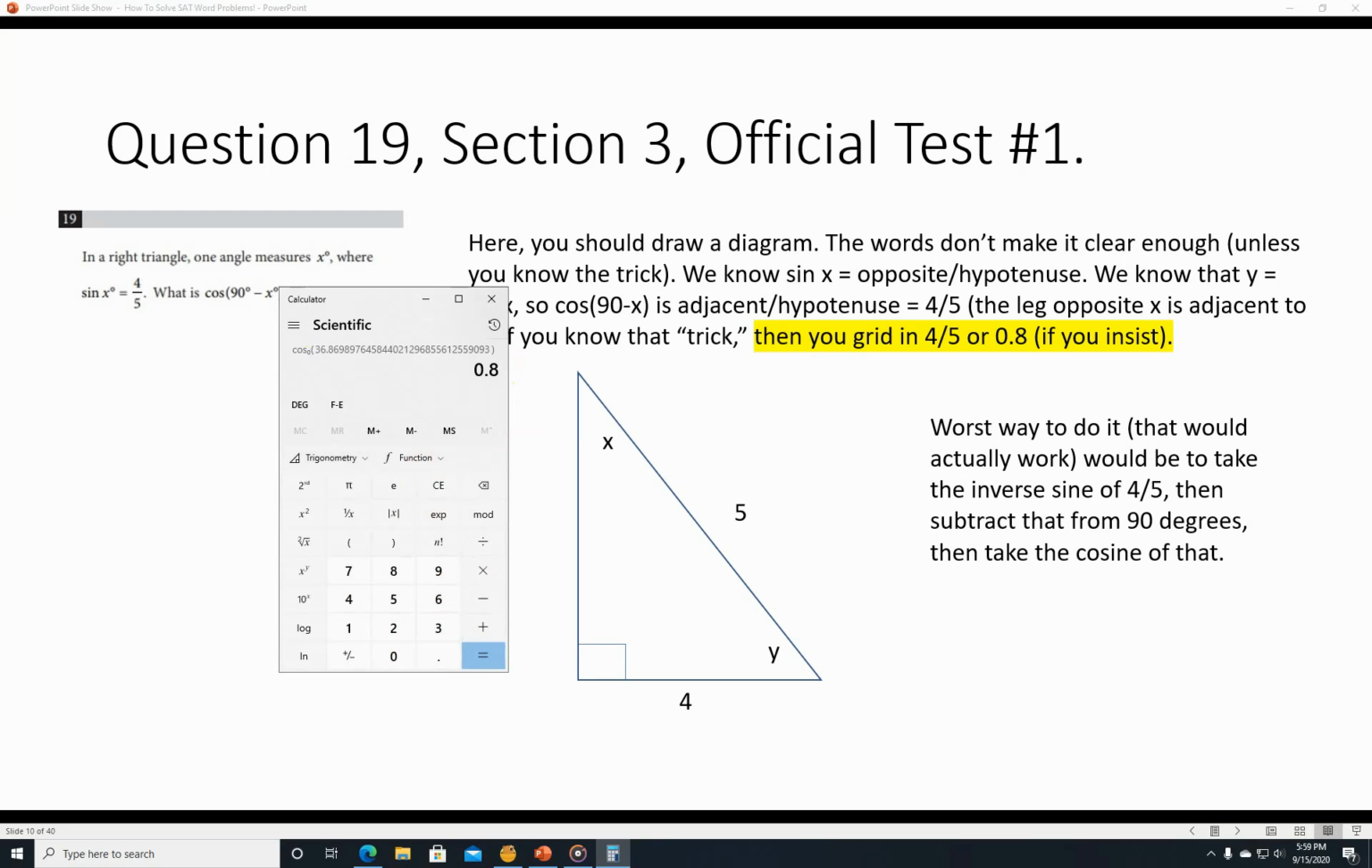Now you see how many mistakes I can make doing it that way. It's the long way. It's likely to be the wrong way. There's lots of places you can make a mistake on that one. And since this is a grid-in problem, you could miss it.